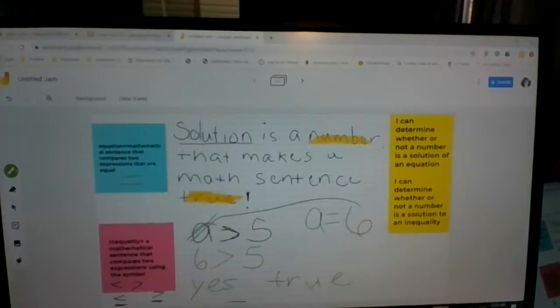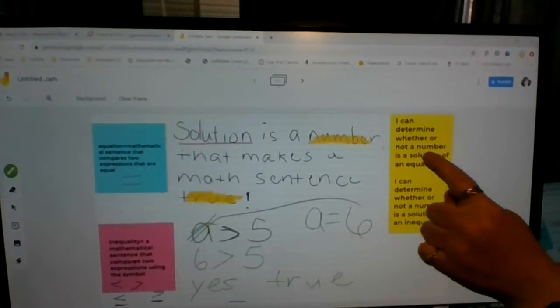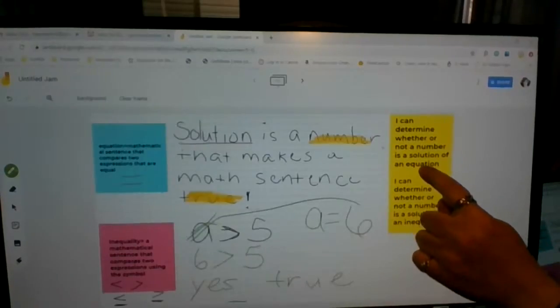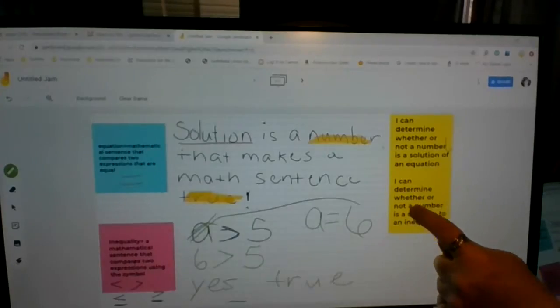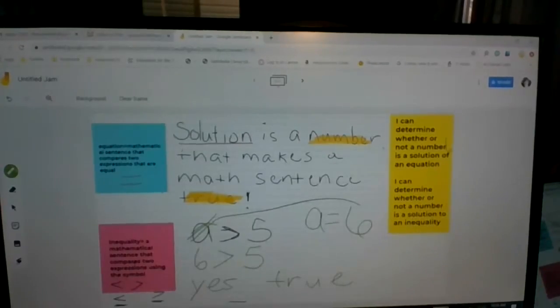All right, let's go back over what we just talked about. We were going to see if we could determine if a number is a solution to an equation. Check, we did that. I'm going to determine whether or not a number is a solution to an inequality. Did we do that? Check. Yes, we did.